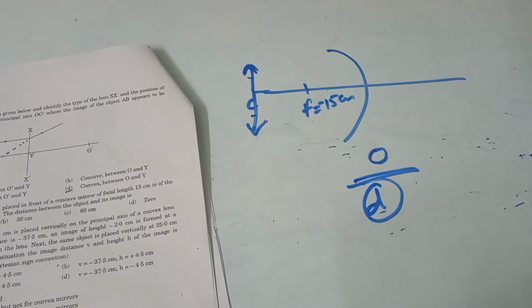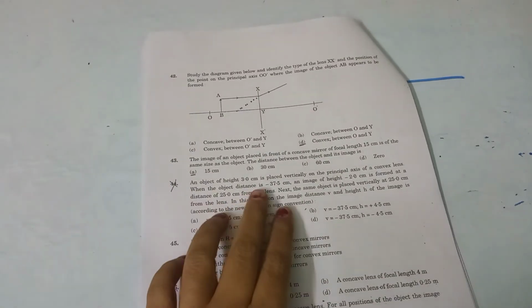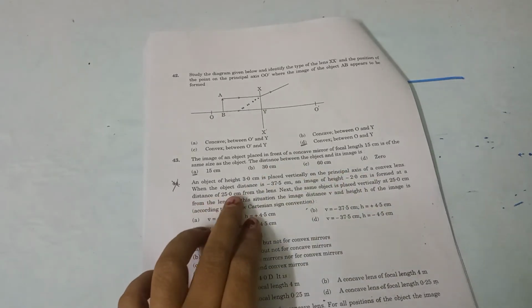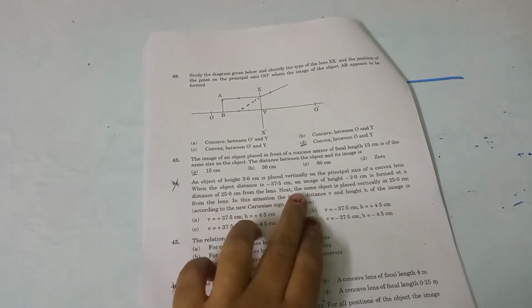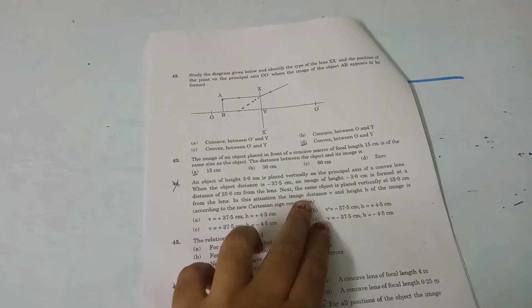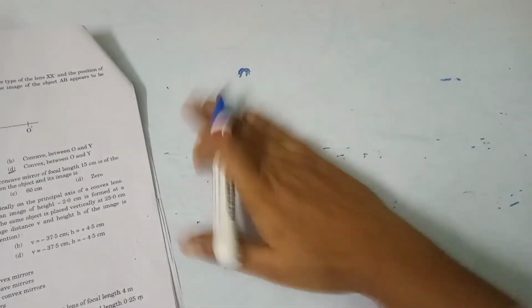In the 44th question, an object of height 3 cm is vertically placed on the principal axis of a convex lens. When the object distance is minus 37.5 cm, an image of height minus 2 cm is formed at a distance of 25 cm from the lens. Next, the same object is placed vertically 25 cm from the lens. In this situation, find the image distance v and height h of the image according to the new Cartesian sign convention.